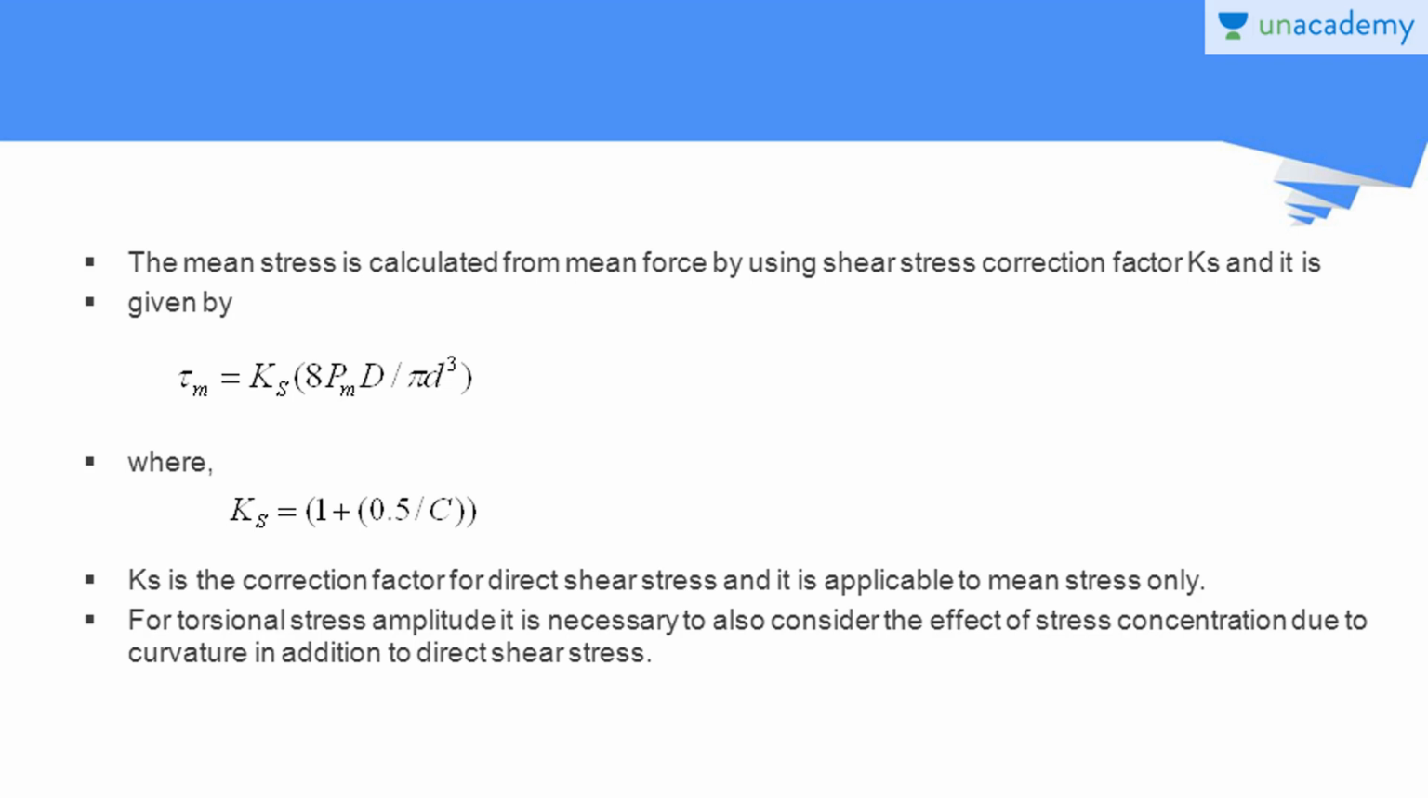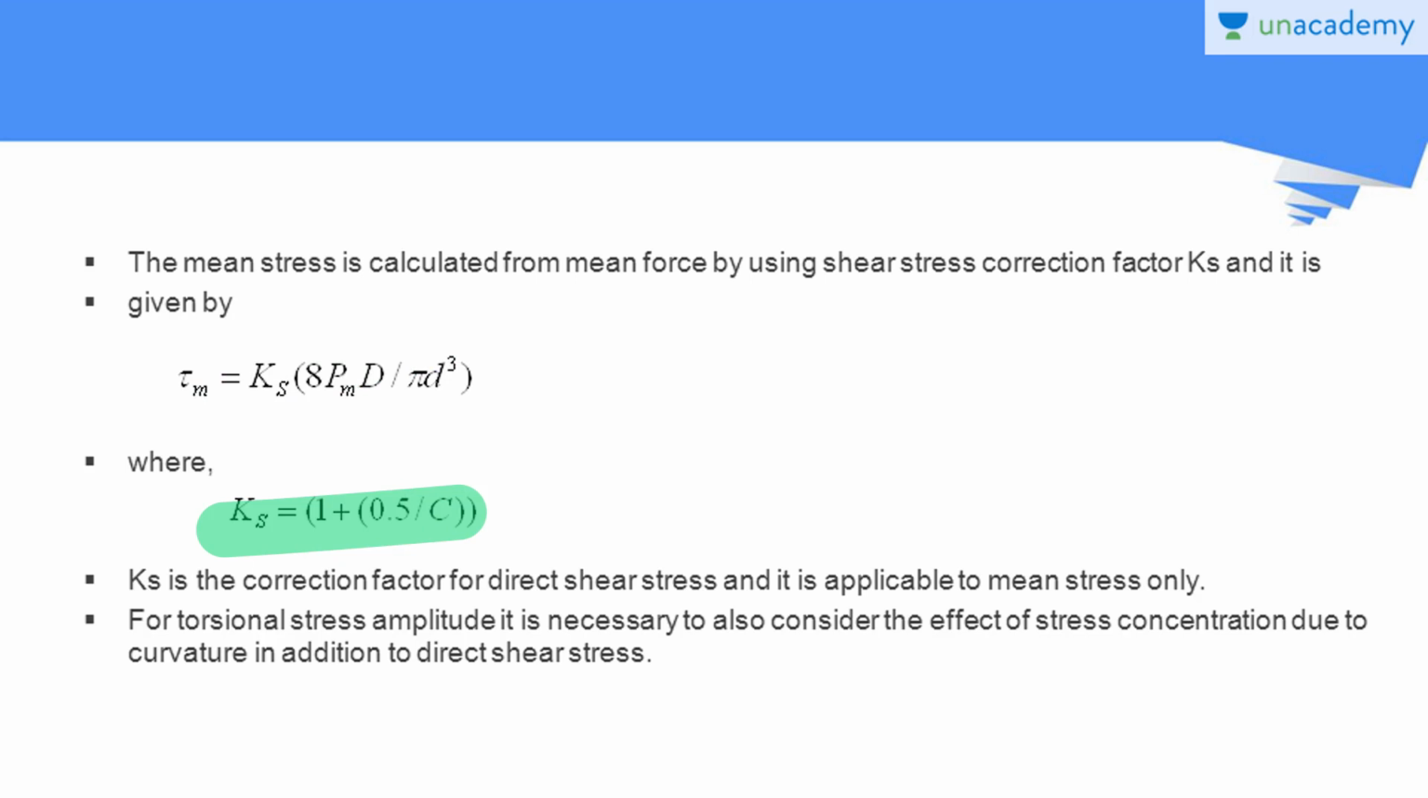Here we have included Ks, which is the shear stress correction factor, and we haven't included the curvature correction factor because the effect of the curvature on the mean stress developed in the spring is negligible. That's why we haven't included the curvature correction factor for the mean stress calculation. The stress correction factor is given by Ks equals 1 plus 0.5 by C. So we have these two values for the calculation of tau m, the mean stress developed in the spring under the action of fluctuating loadings.